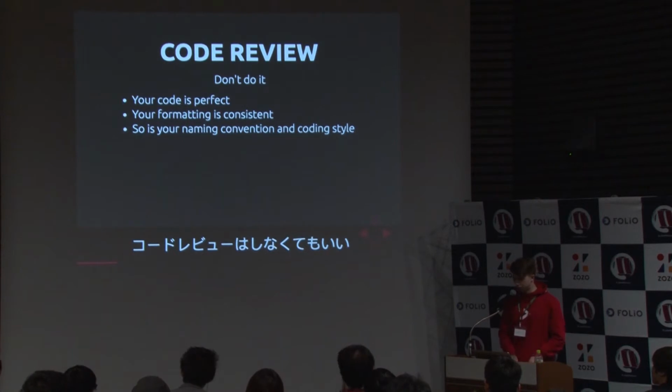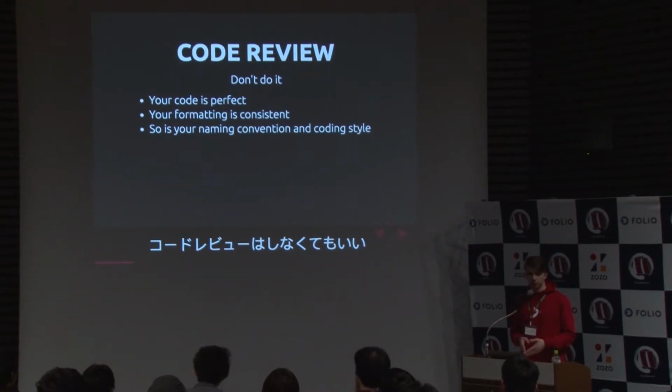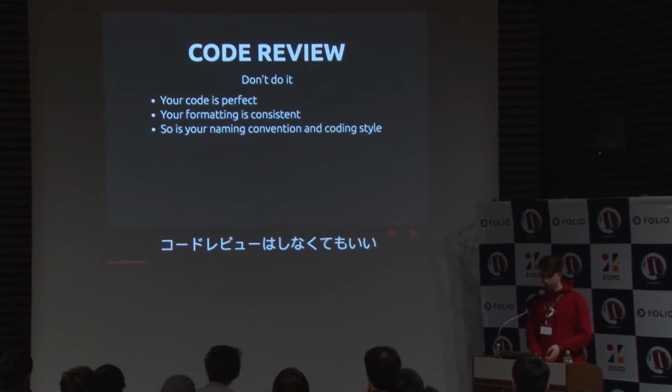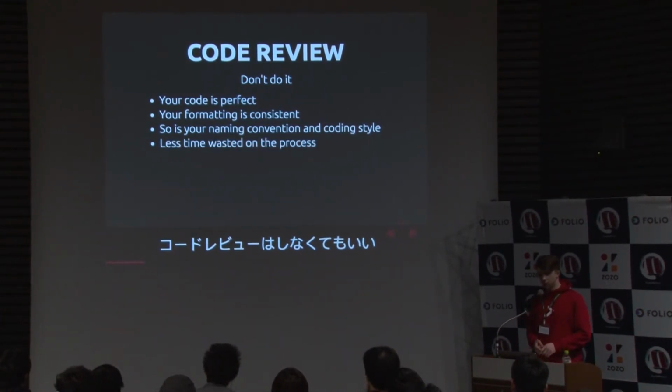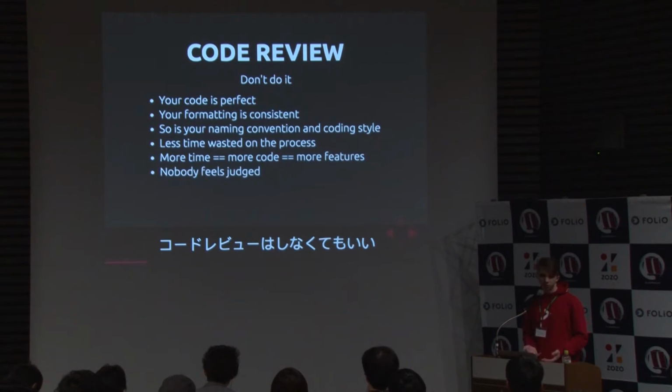So you don't need to ask them how to name a function or a variable. And because you've seen how many cycles this can take, how much time this can last, if you ignore code review, you'll waste less time on the process, and you'll have more time, which will equal more code written and more features delivered, which is what we want. And last but not least, if you don't code review, nobody will feel judged, because you won't be blaming anyone for the code, and nobody will be blaming you for yours.